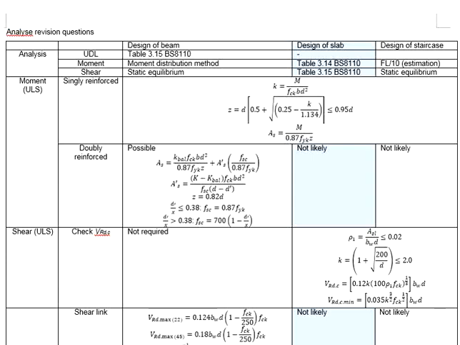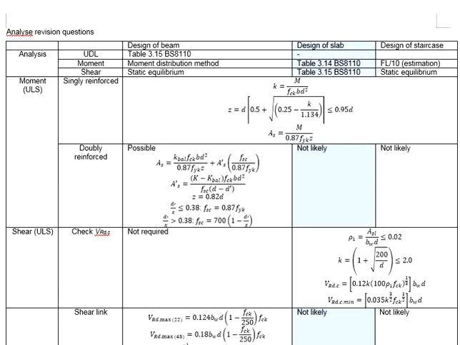Next, let us talk about the moment resistance. When we talk about the moment resistance, we are referring to the ultimate limit states. For the design of ultimate limit states, the calculations of the design moment will be on the basis of the factor of safety, 1.35 for GK and 1.5 for QK.